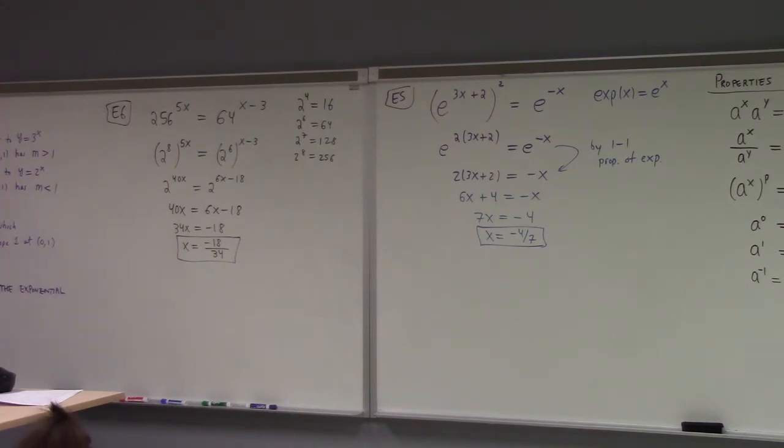Which is by no means obvious, right? If you go back to the original equation and you think, oh, of course, if I put x equal to minus 18 over 34, then 256 to the minus 5 times 18 over 34 power will be equal to 64 to the minus 18 over 34 minus 3 power. Obviously, right? No, no one would guess this, right? My 10-year-old self could never guess this.